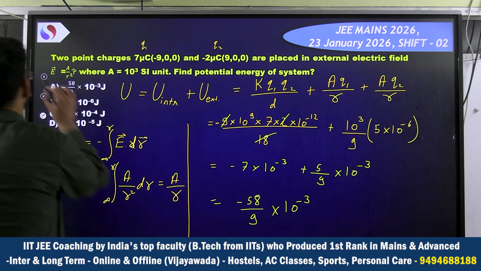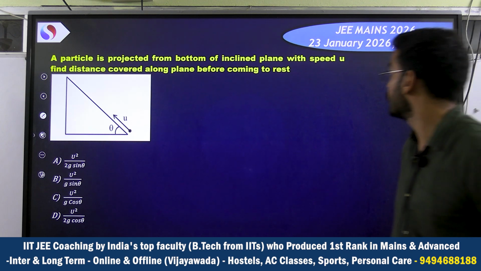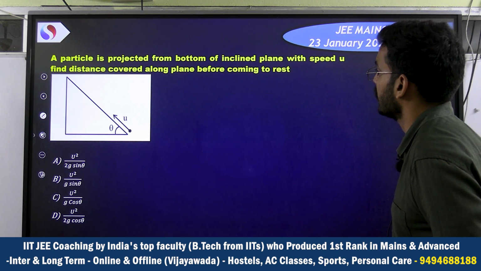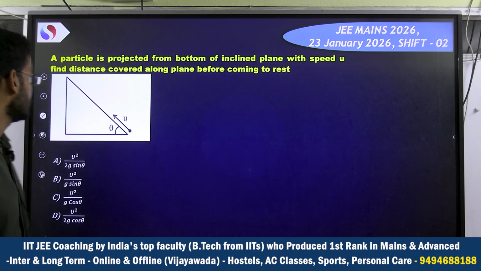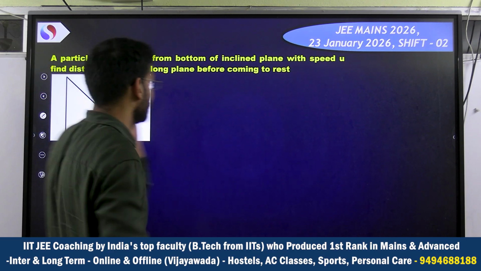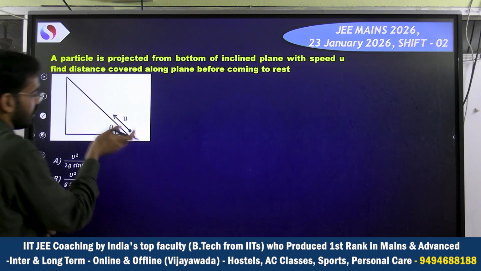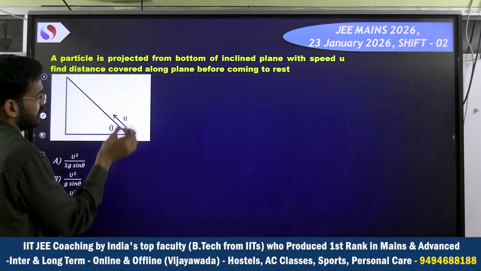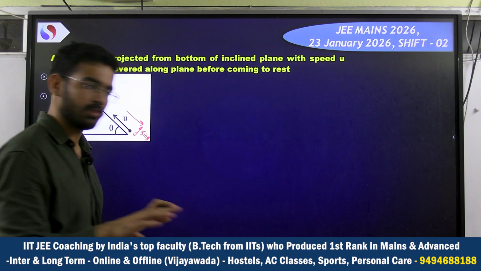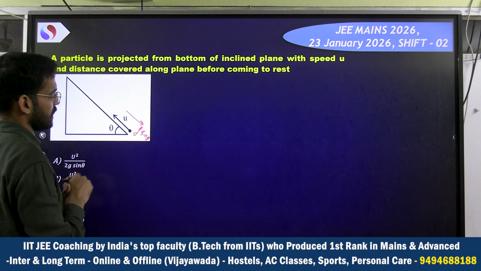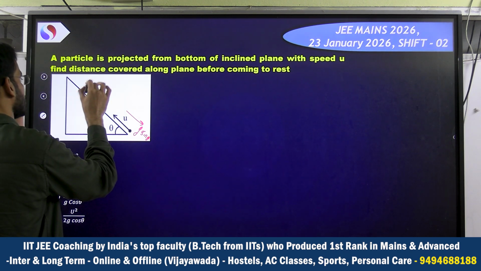Got the point? Next. A particle is projected from the bottom of an inclined plane with a speed u. Find the distance covered along the plane before coming to rest. So it will go up and at a certain point it will come to rest. So instead of applying the work energy theorem or something like that, just apply simple kinematics. That will be a little bit faster here. So along this plane, the downward acceleration is g sin theta. Friction I have not talked about. So the acceleration is opposite, g sin theta, so when it goes up, it will slowly decelerate. At a certain point here the velocity will become 0.